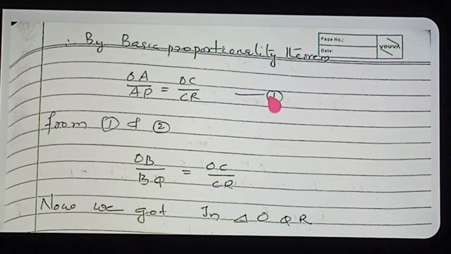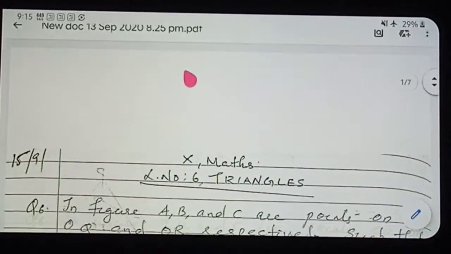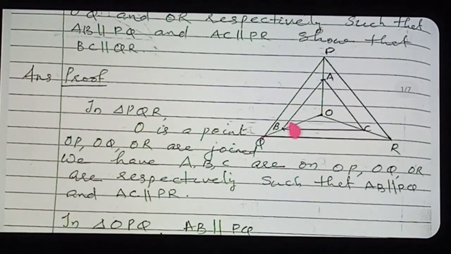By mistake I wrote one again. So this is equation number 2 and the previous one is equation number 1. In both the equations you can see the LHS is OA by AP only. Therefore, equating the RHS, you get OB by BQ is equal to OC by CR. See the diagram. OB by BQ is equal to OC by CR.